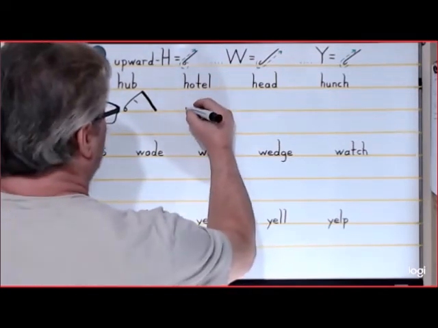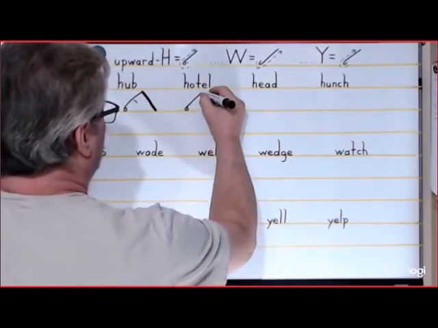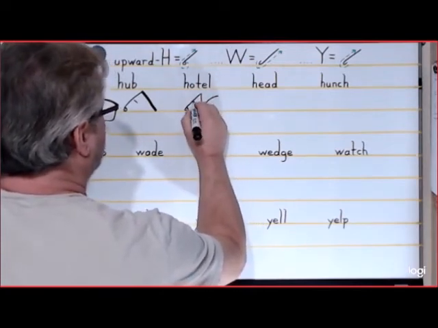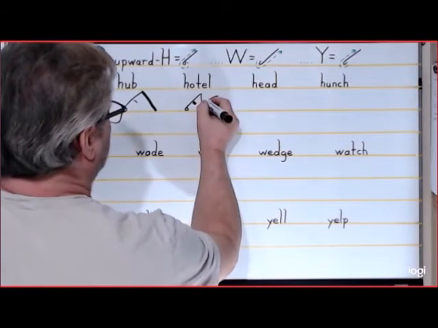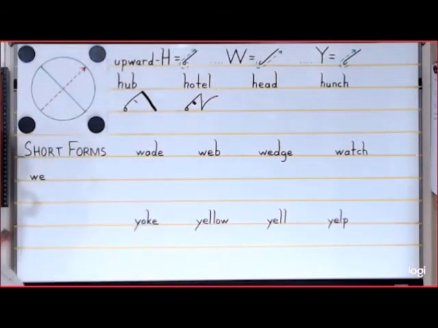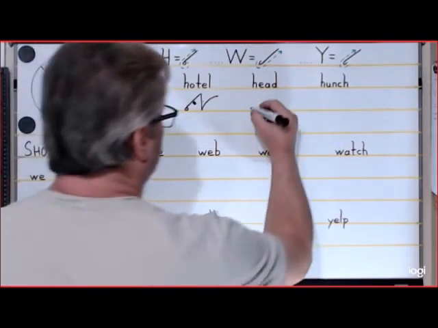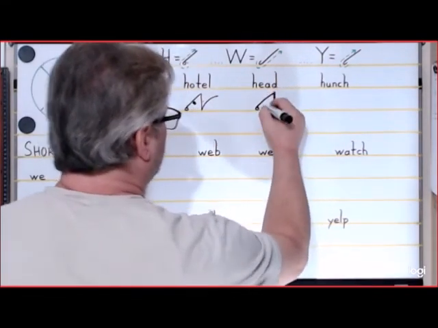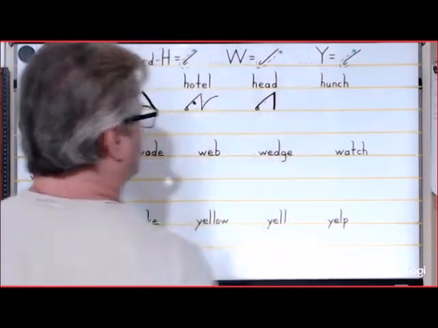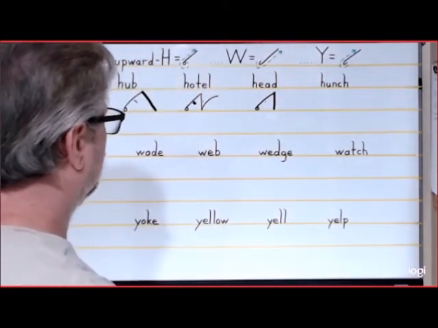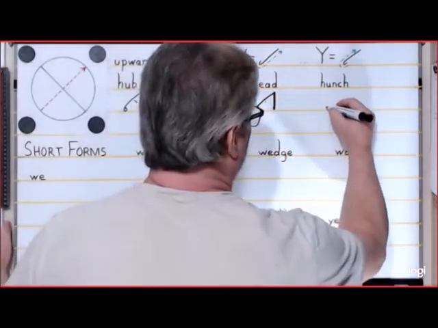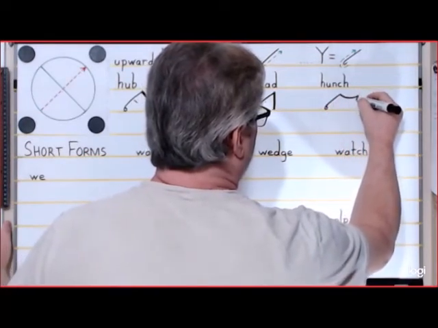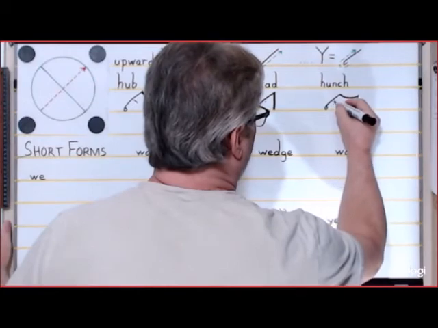Hotel is an H, a T, and an L with a heavy dash for the O, light dot for the E. The word head is H, then D, and then a light dot for the short E sound. And for the word hunch, it is H, N, CH, then a light dash here.